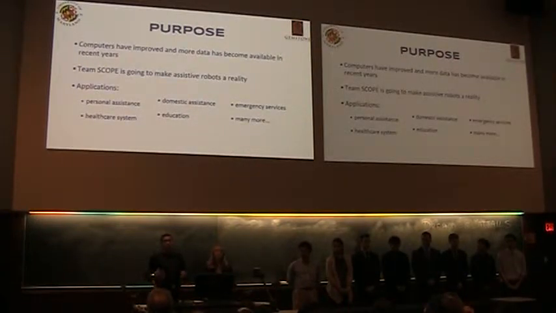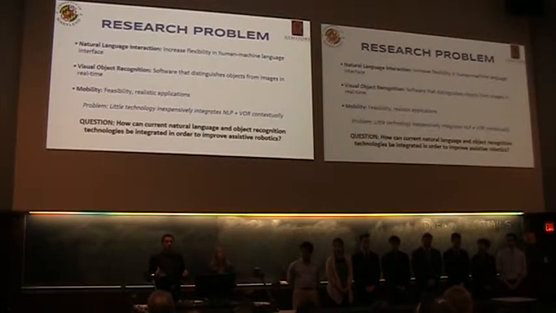So computers have improved in the last 10, 15 years. It's absolutely amazing the data that we have at our fingertips. We believe that using this data, we can make technology-assisted robots more of a reality. The applications for this, we believe, are almost endless, not excluding personal assistance, domestic assistance, emergency services. We believe we can do this by incorporating two different technologies: natural language interaction and visual object recognition. So what we want to do is incorporate those two into one assistive machine that will improve assistive robotics.